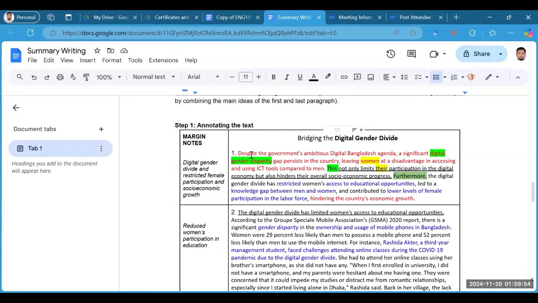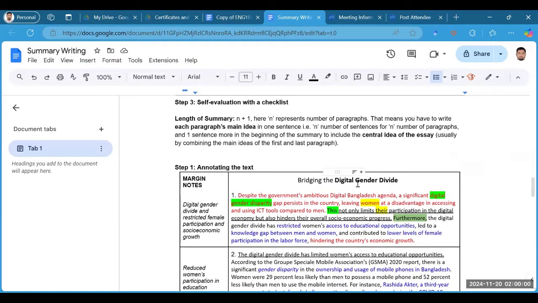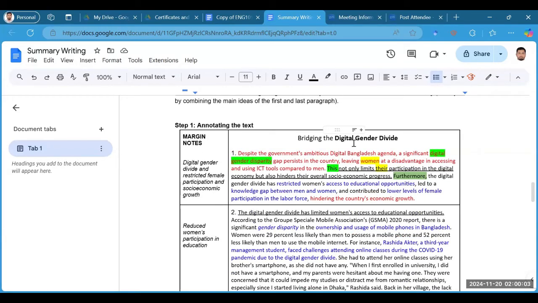So what I did, for the first paragraph, after reading the first sentence, I understand that, okay, fine. First we have to actually focus on the title, all right? Because the title gives us the gist, or the overall topic or content. By reading the title, we understand that it is about bridging the digital gender divide. Gender means male and female perspectives, and divide is the gap. So it is actually a gender-based digital gap or disparity.